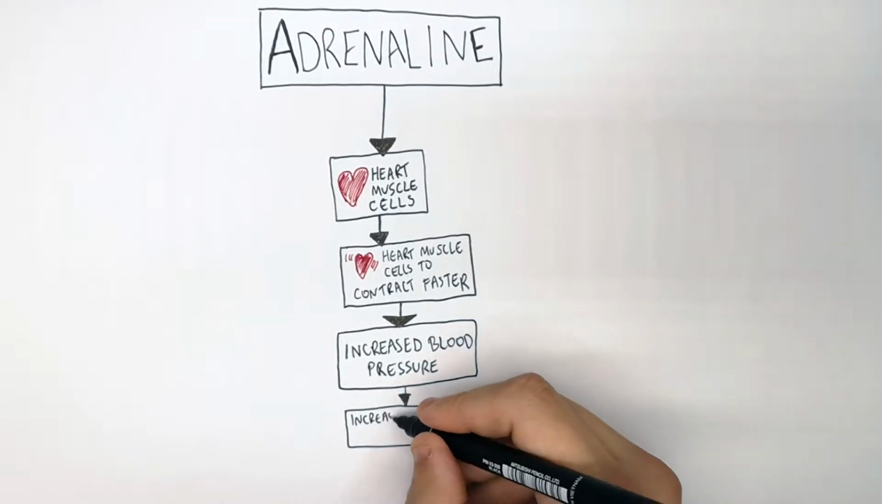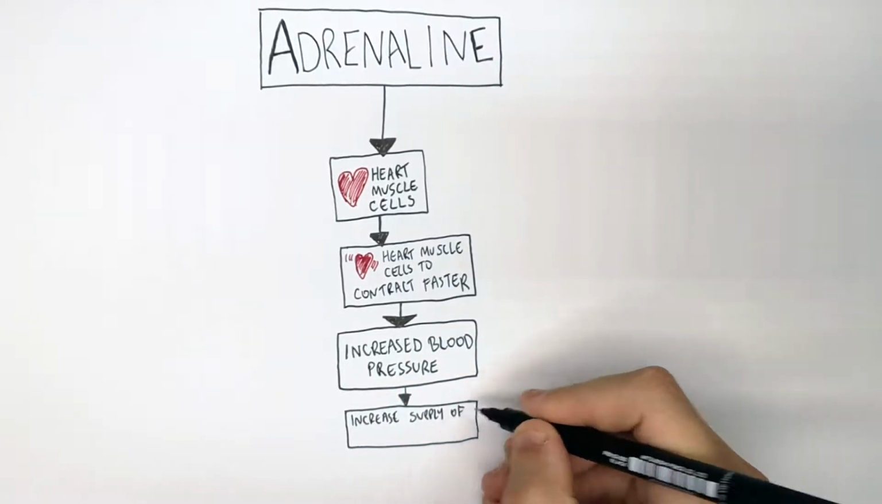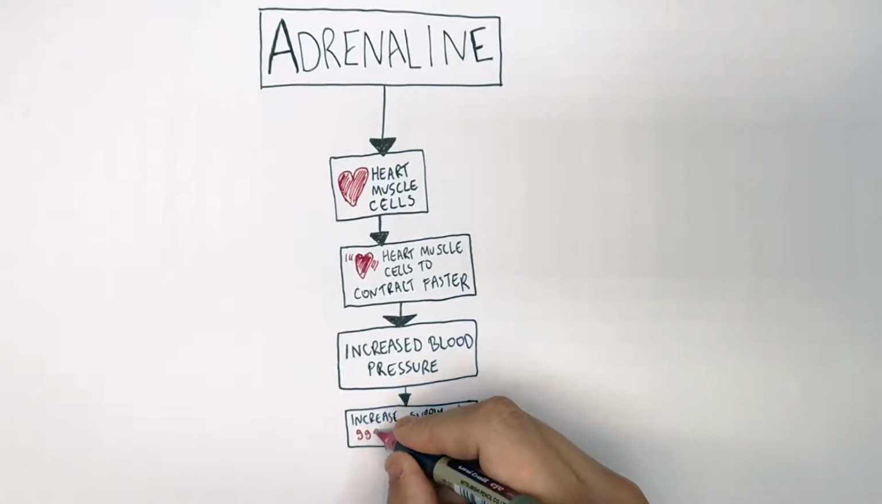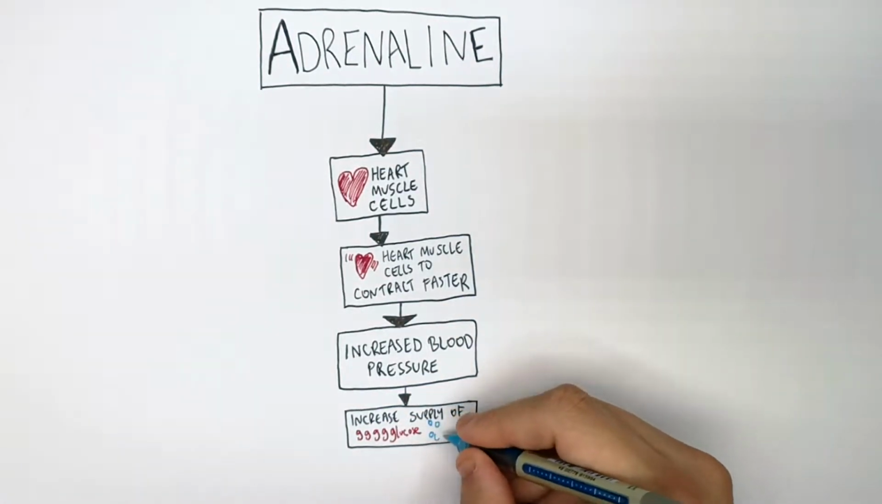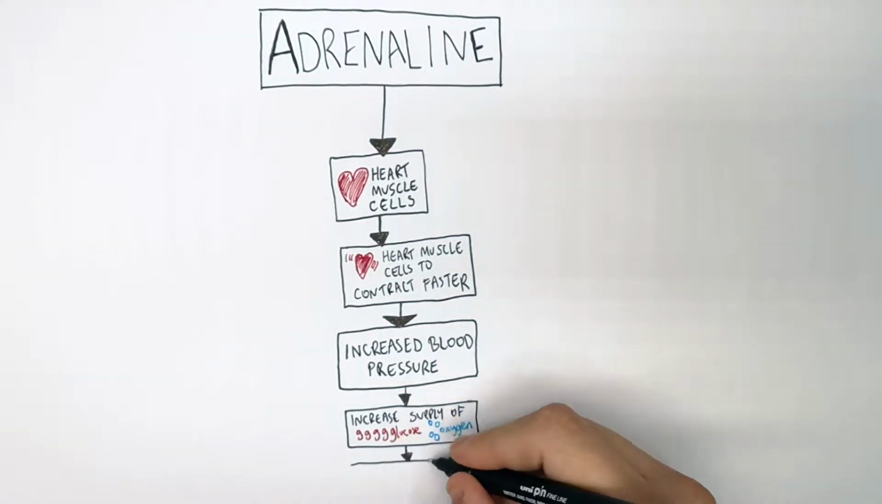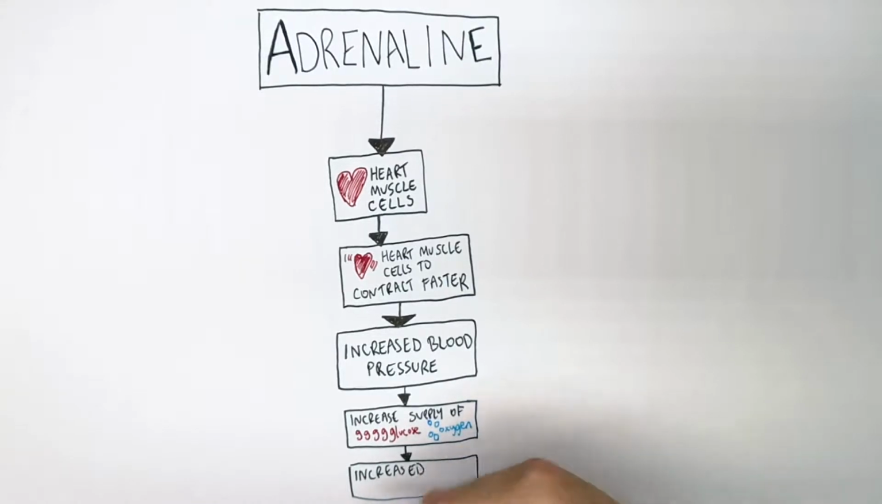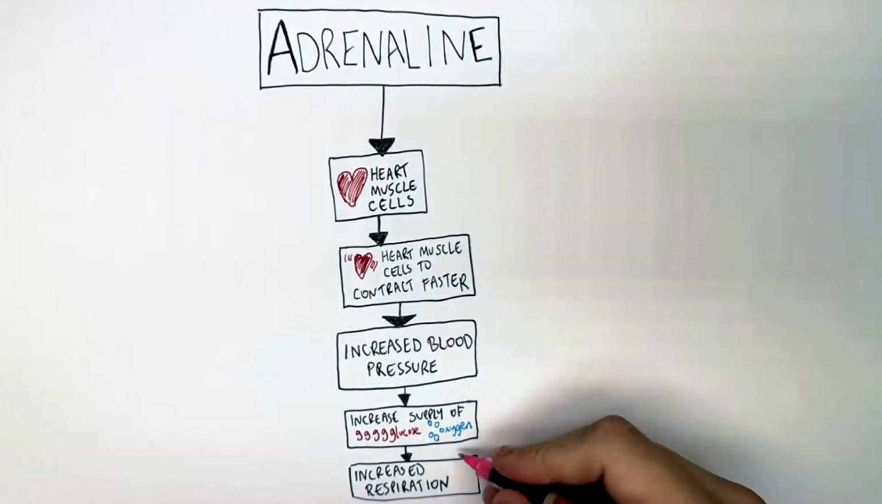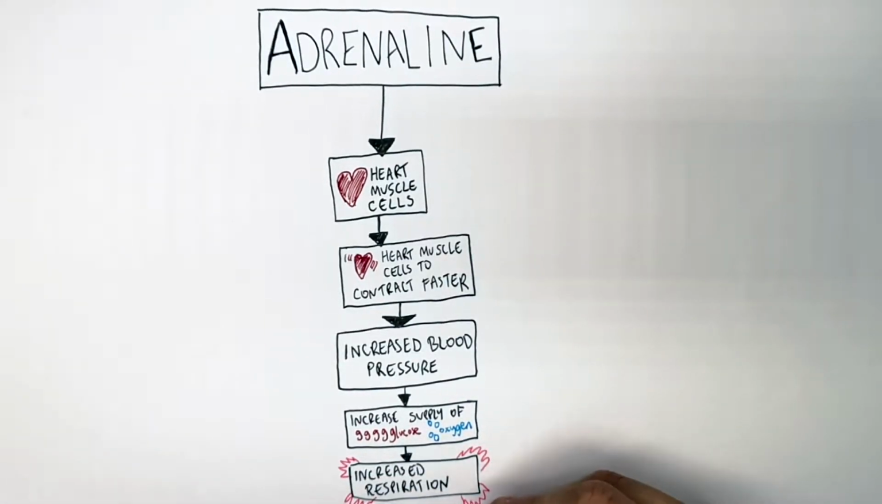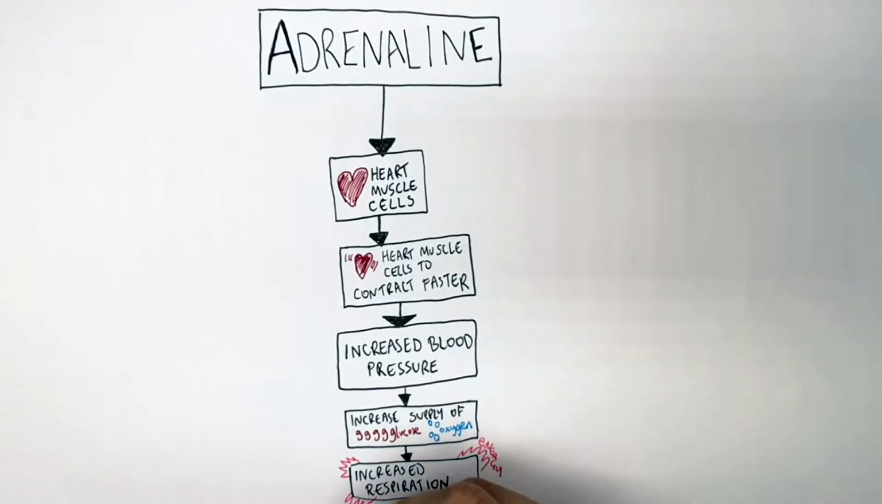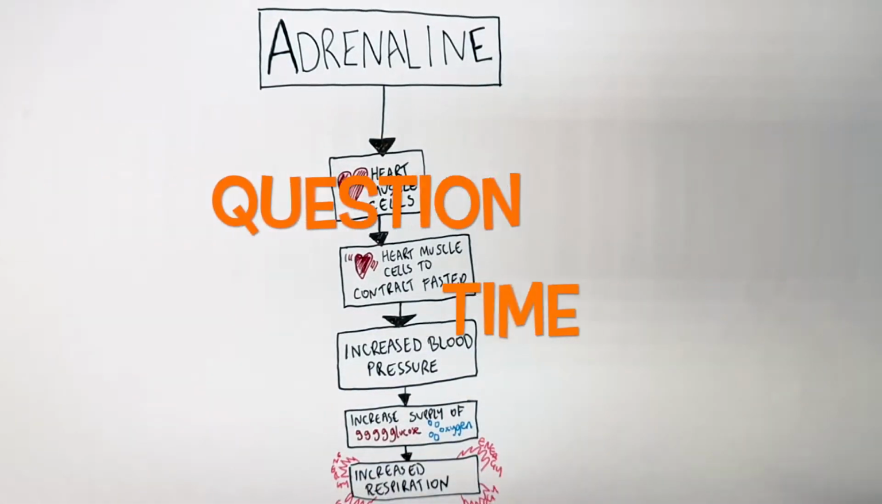This will then increase the supply of glucose. So glucose increases to the cells, and oxygen will also increase in the cells. This will then increase respiration. So it will increase respiration and then the amount of energy produced in the muscles so you can run faster and further for longer.